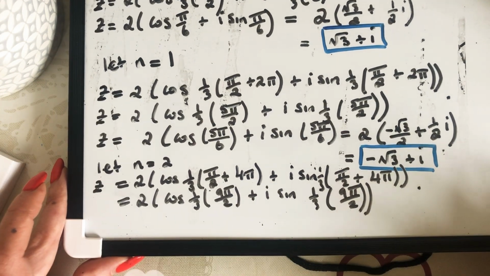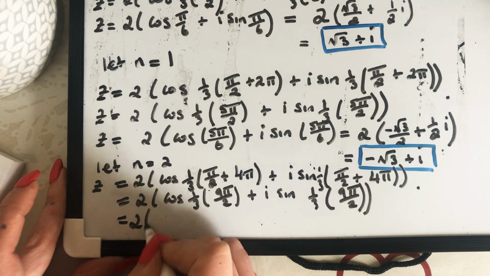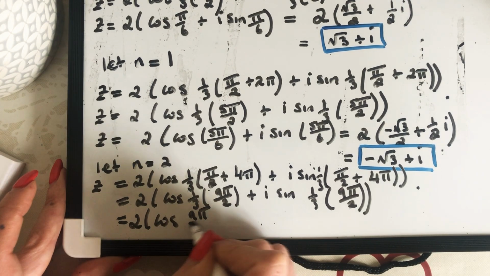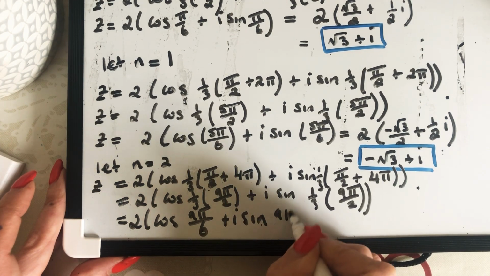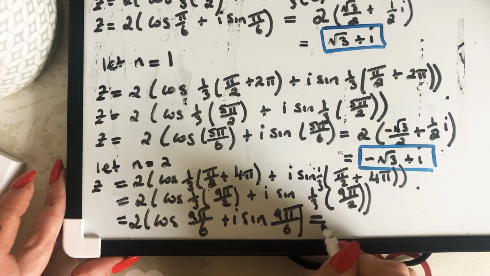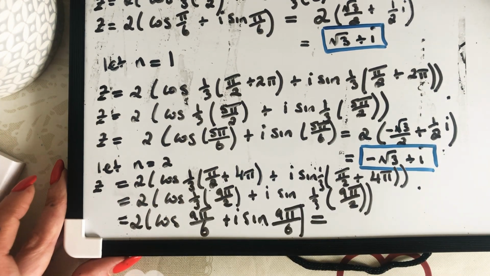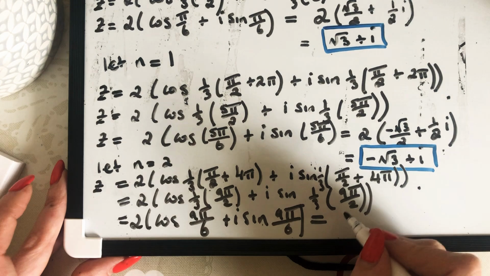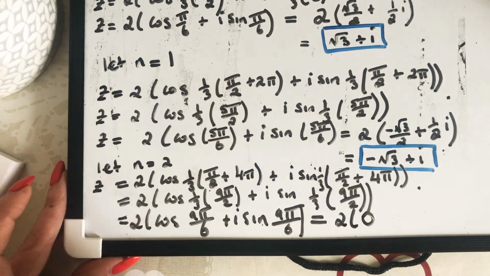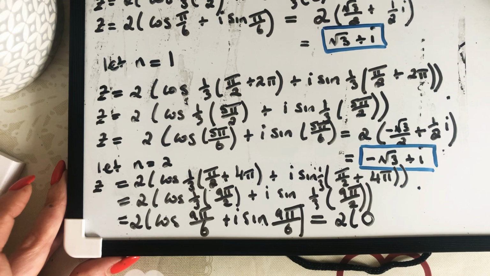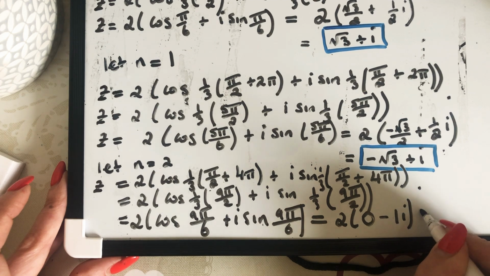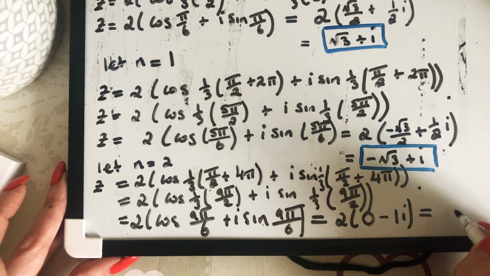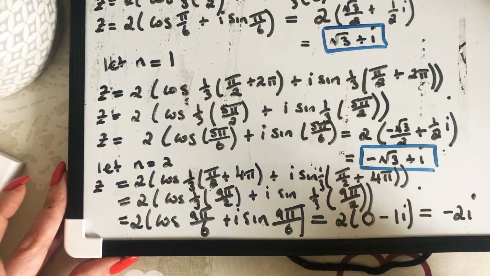Okay, so let's multiply in the 1/3. 9 pi over 6. Let's go to our calculator now and let's type in what is cos of 9 pi over 6. So it's 0. And sine is minus 1. So that indicates that we get minus 2i as our third root.